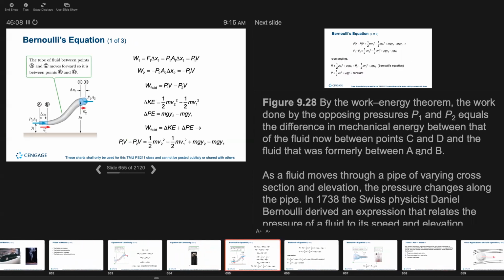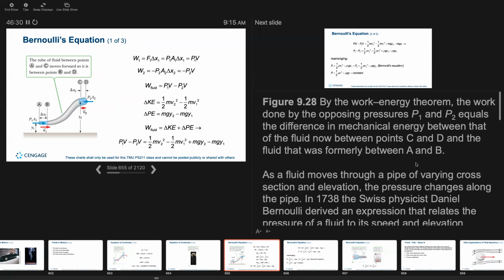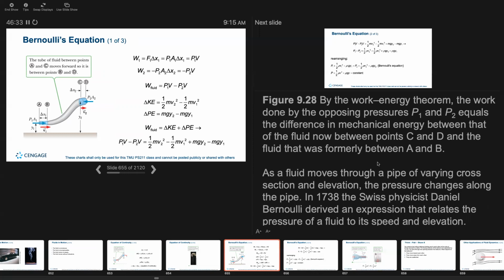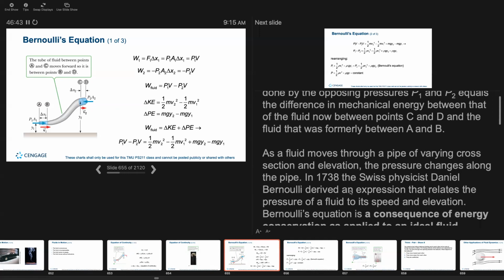So in this figure, by the work-energy theorem, the work done by the opposing pressures P1 and P2 equals the difference in mechanical energy between that of the fluid, now between points C and D, and the fluid that was formerly between A and B. As the fluid moves through a pipe of varying cross-section and elevation, the pressure changes along the pipe. In 1738, the Swiss physicist Daniel Bernoulli derived an expression that relates the pressure of a fluid to its speed and elevation.